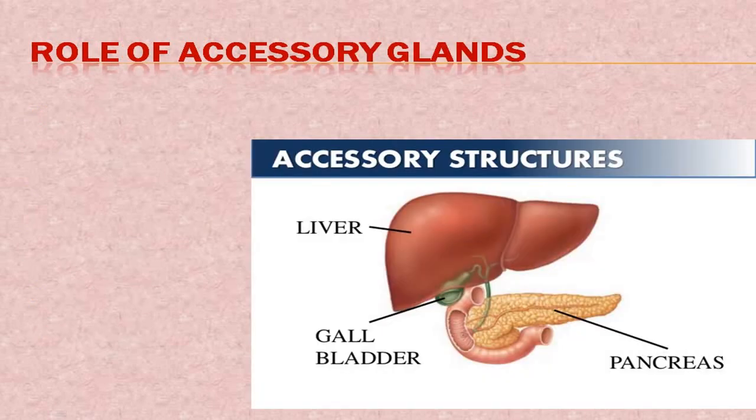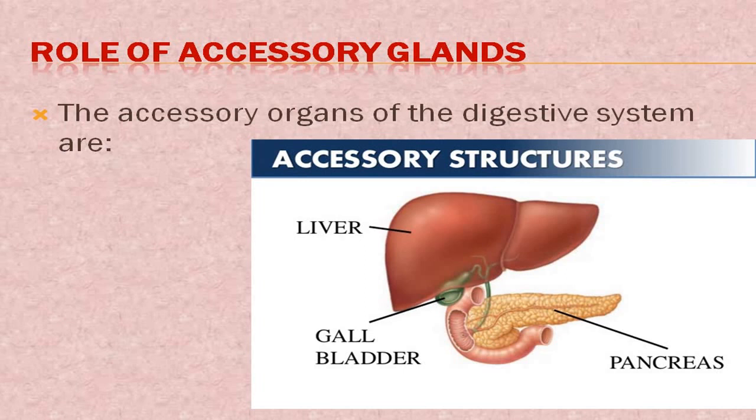Now, the role of accessory glands. Accessory glands are not the part of digestive system, but they are associated with digestive system and help in the digestion of food. The accessory glands or organs of the digestive system are liver, gallbladder, and pancreas.